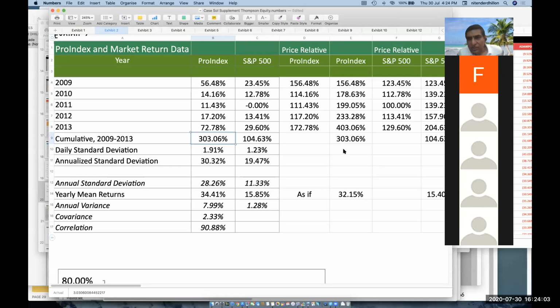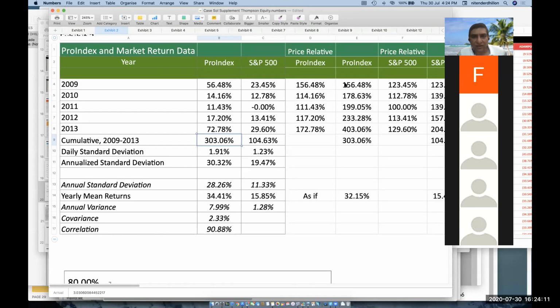Okay. Yeah. So Shaina, you're right. We'll have to start with some monetary numbers. Let us say, if Shaina had invested ₹1 in the index in 2009, it would have become 1.56, 156%. Correct?